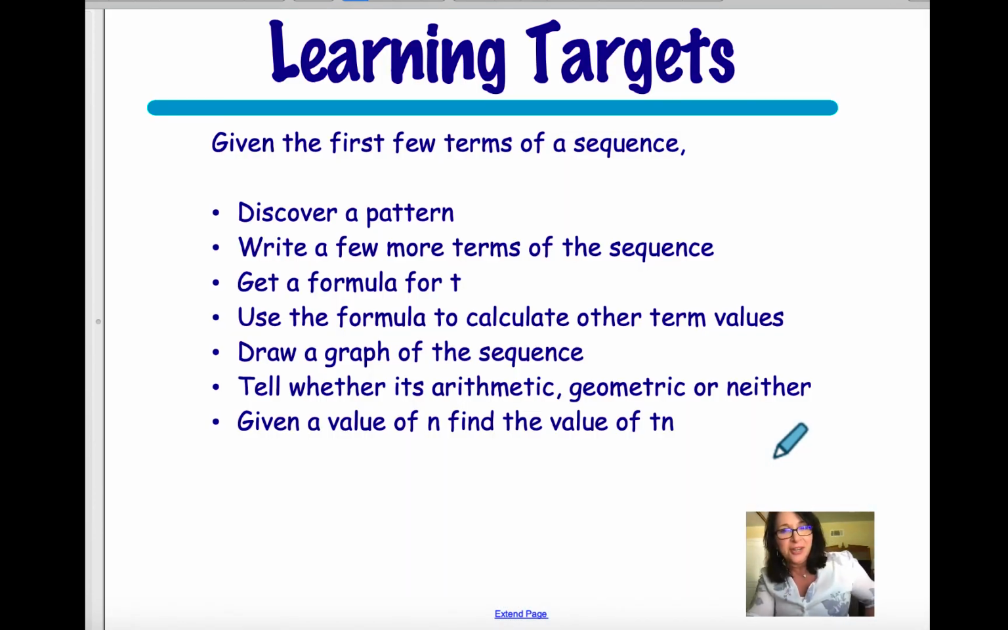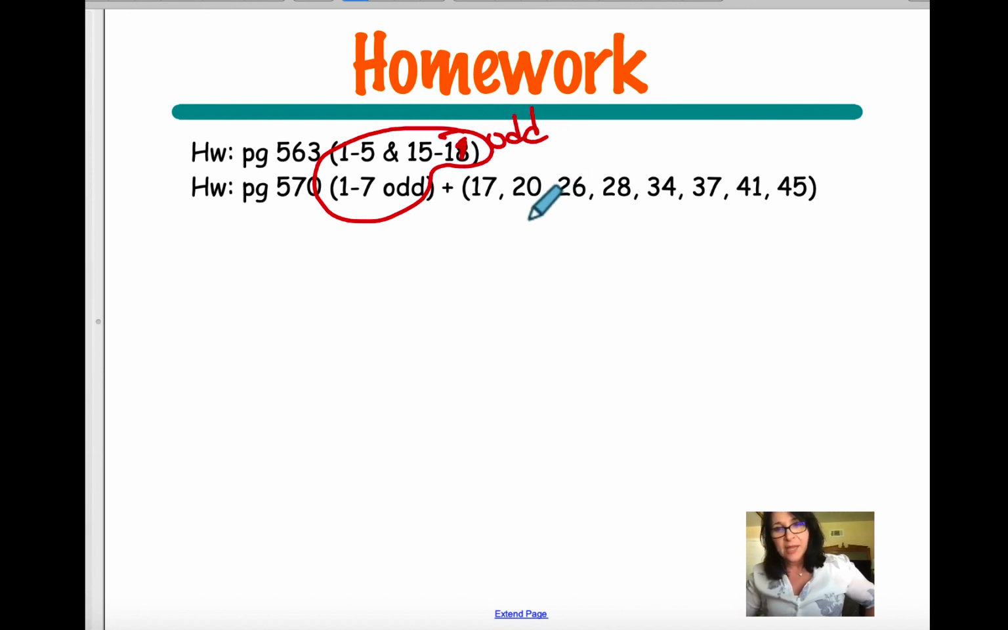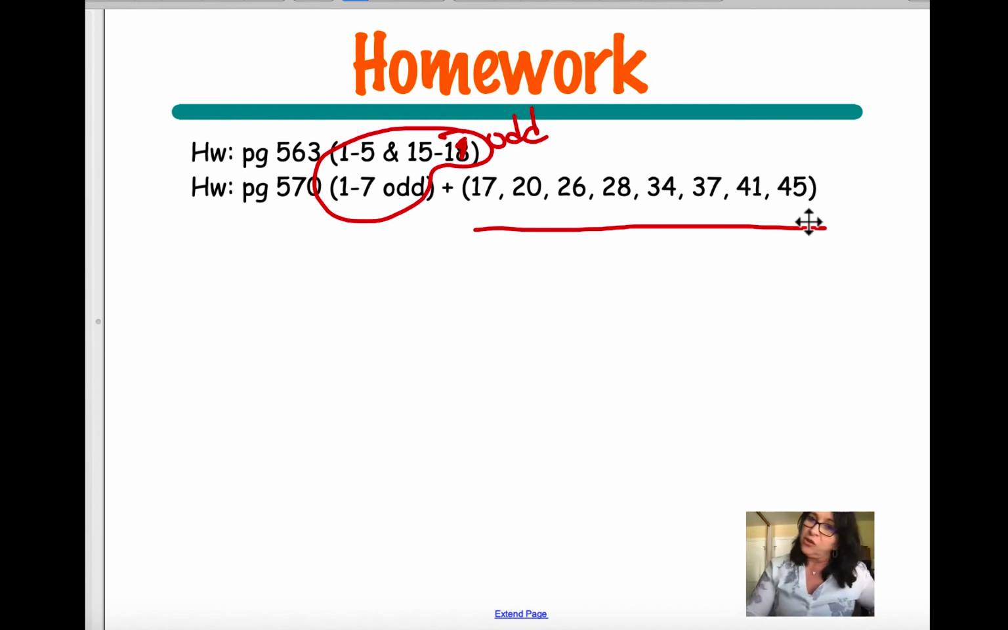Check that you did our learning targets, and your homework is actually this value. This is 17. I did change this. I only want you to do these problems here, odd only. These are sort of the meat of the problem. I want you to make sure that you know how to do each and every one of those. If not, I'll see you in office hours.